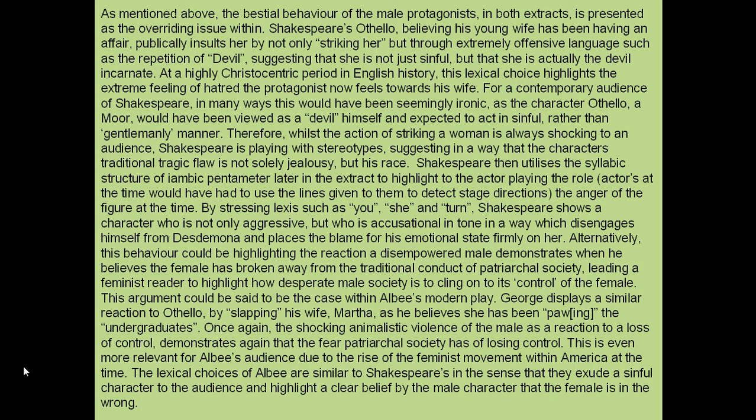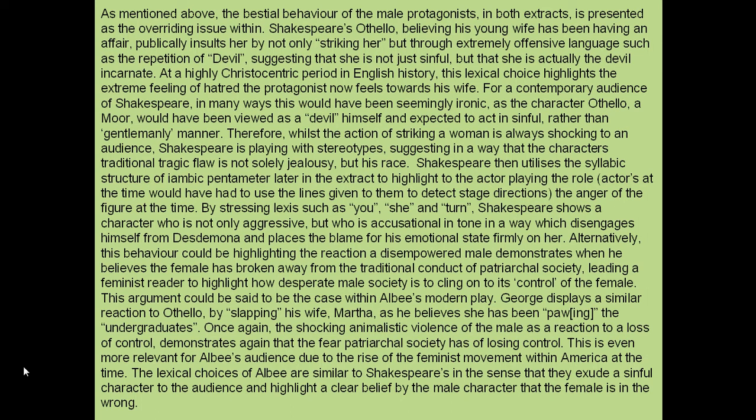At a highly Christocentric period in English history, this lexical choice highlights the extreme feeling of hatred the protagonist now feels towards his wife. For a contemporary audience of Shakespeare, in many ways, this would have been seemingly ironic, as the character of Othello, a Moor, would have been viewed as a devil himself and expected to act in a sinful rather than gentlemanly manner.